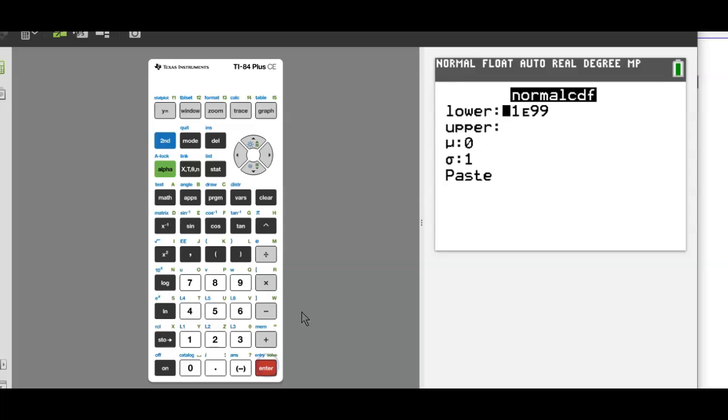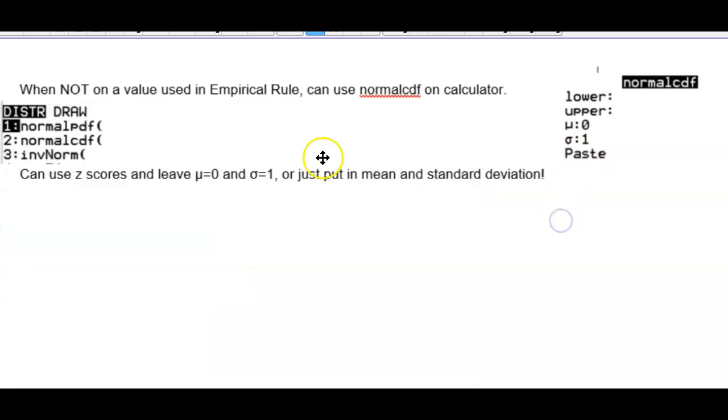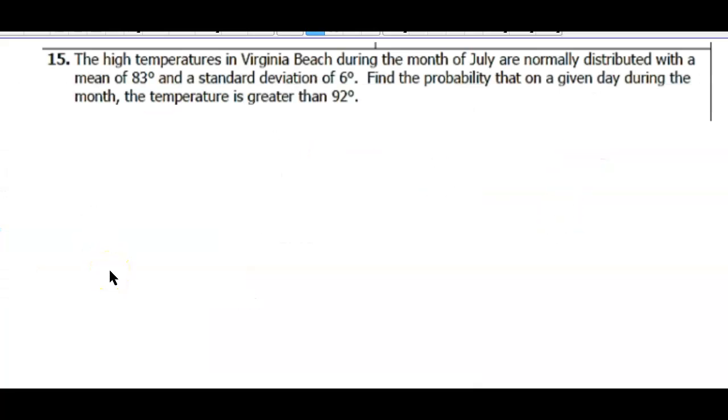Okay, so we're going to do this normal CDF. And when we bring that up, this is what it offers, which I put over here. We want to know the upper and lower score and the mean and standard deviation. If you use z-scores, these default to 0 and 1. But we can just use the data given in the problem as well. So here we're going to use normal CDF.